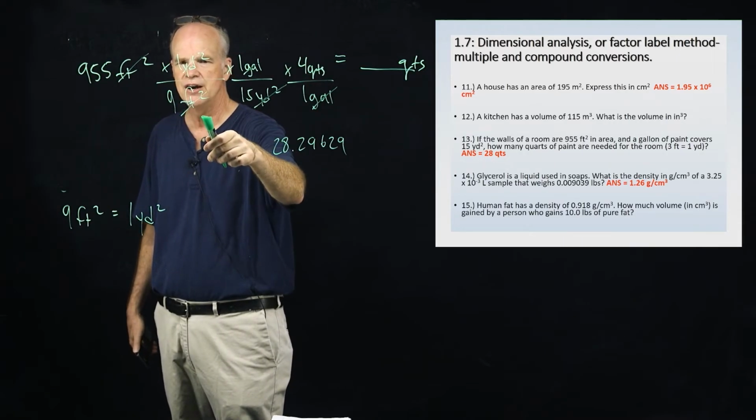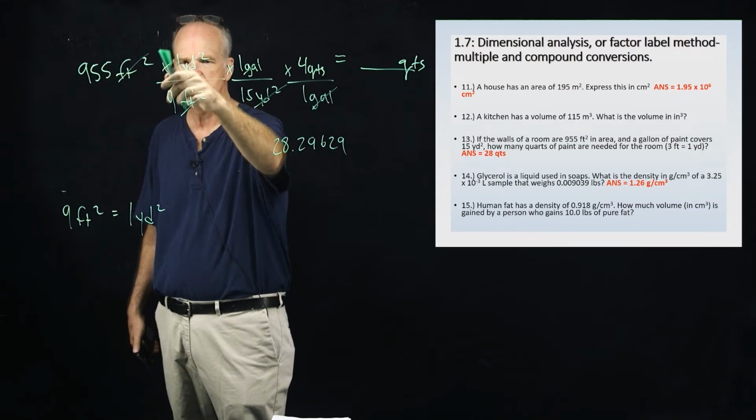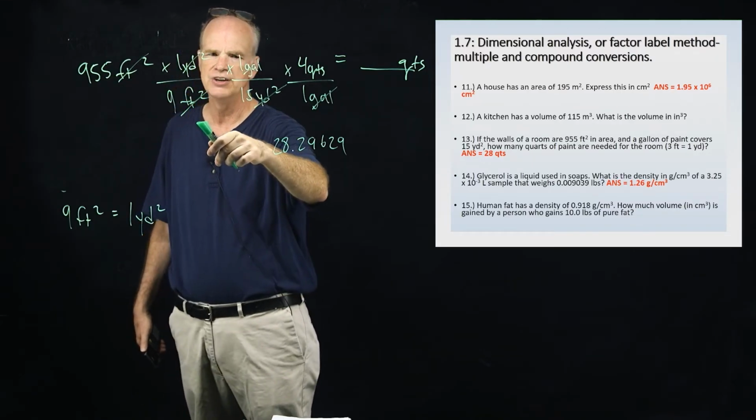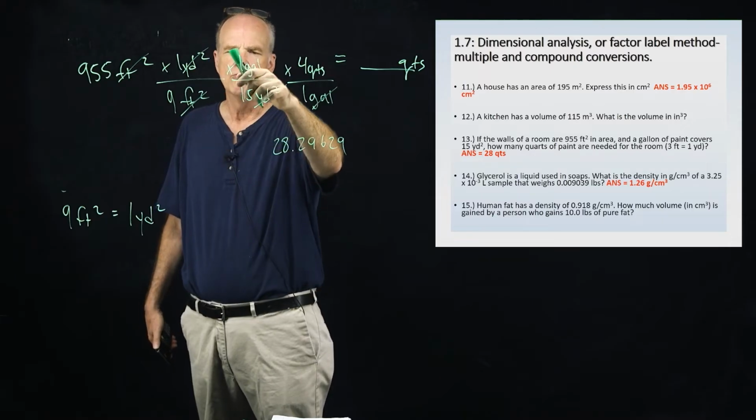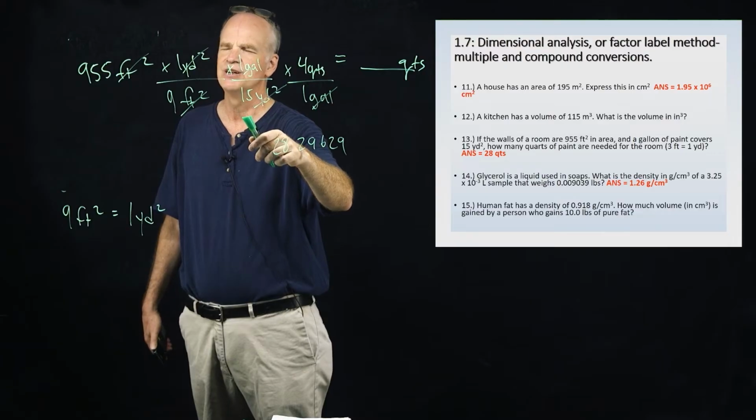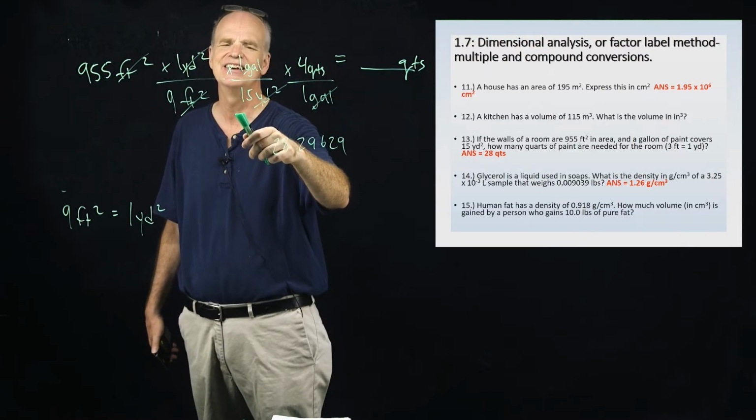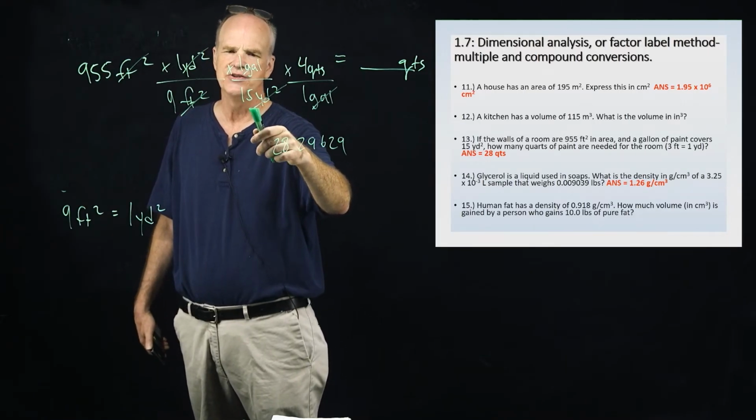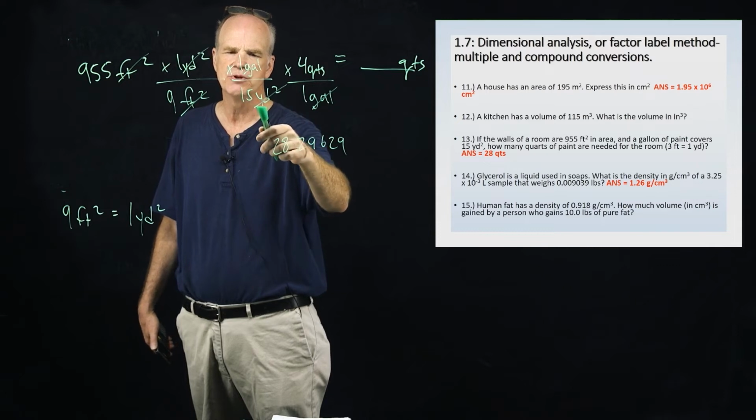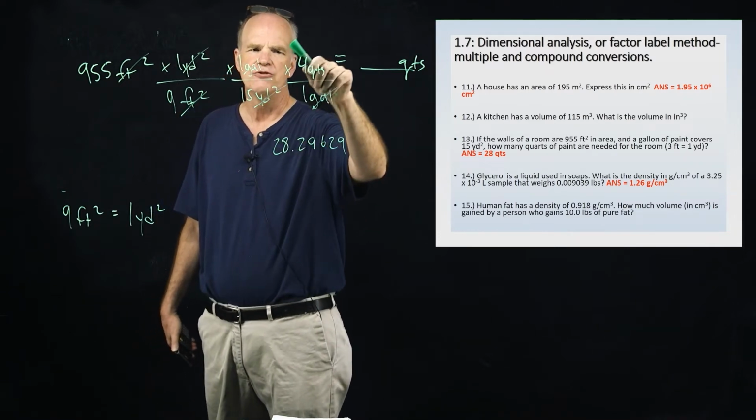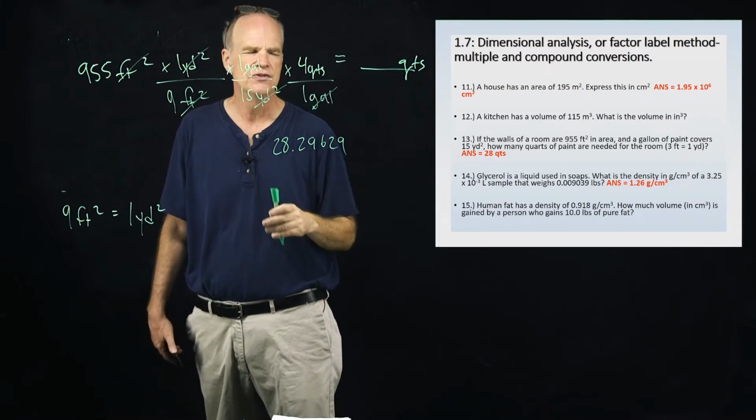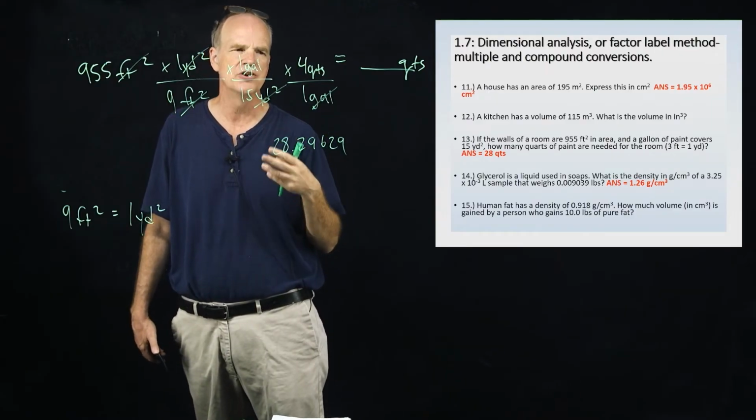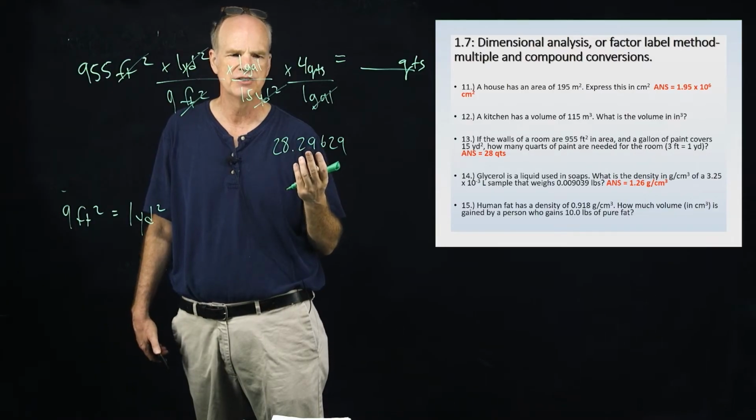9 feet squared is equal to 1 yard squared. These should be exact numbers with an infinite number of significant figures. Okay, 1 gallon and 15 yards squared. Let's just assume that these are estimated. And so if they're estimated, then the 15 yards squared should have 2 significant figures. 4 quarts and 1 gallon, these should be exact numbers, and so should have an infinite number of significant figures.